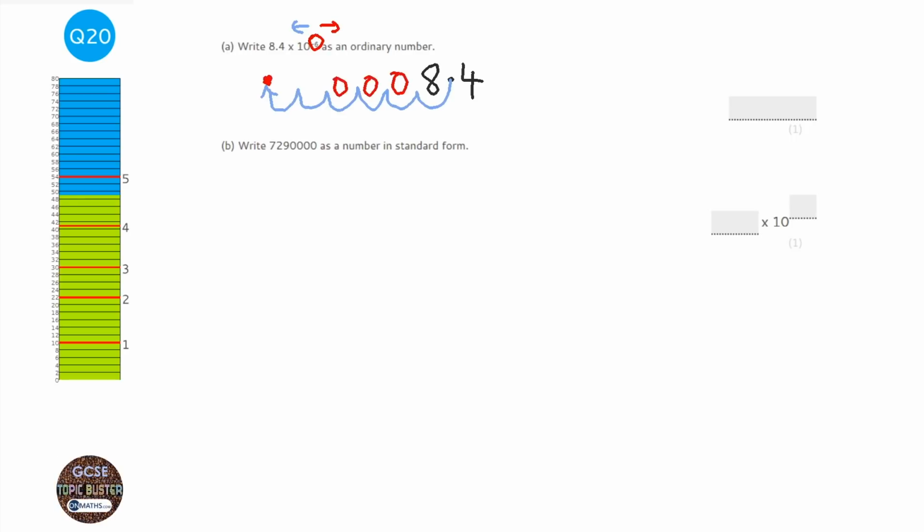One of the jumps is used by the 8, but all the other ones we fill in with zeros. Whenever you've got just a decimal point, you need to have something before it, so we put a 0 before it. So the answer will be 0.00000084. That would be the answer. Let's just count: there's 5 zeros and 5 zeros.